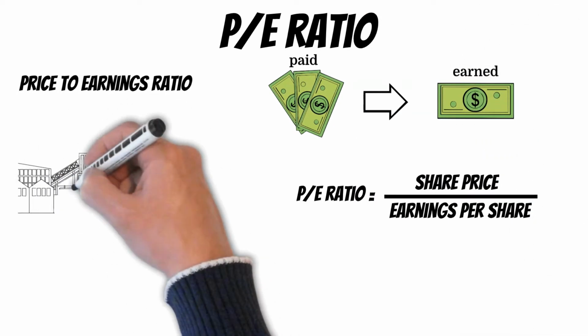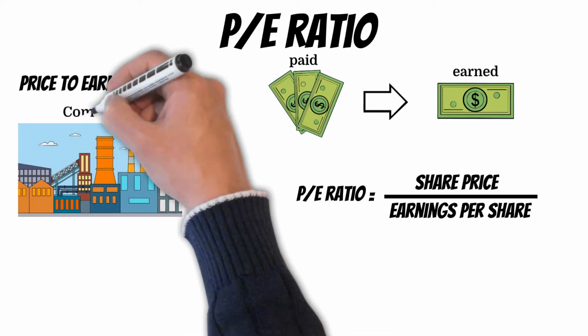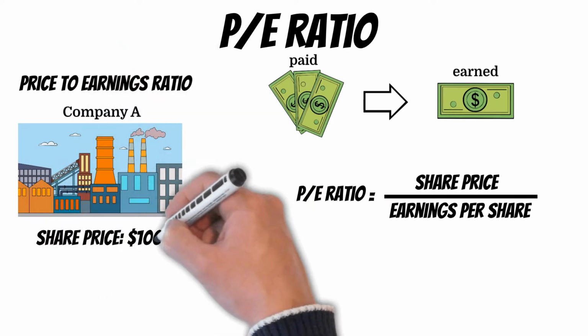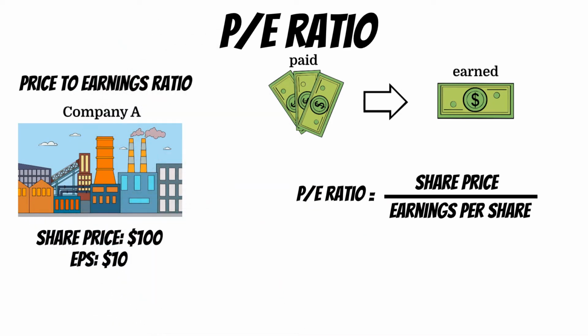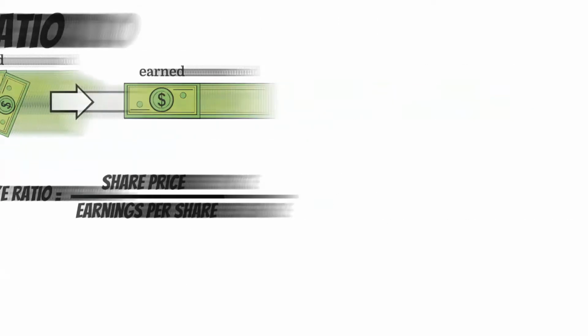To show you an example, let's take the company A. Its share is priced at $100 and its EPS is $10. To calculate the PE ratio for company A, you simply divide 100 by 10 and get 10 as the result. If you were to invest in company A, you would pay $10 for every dollar it makes.